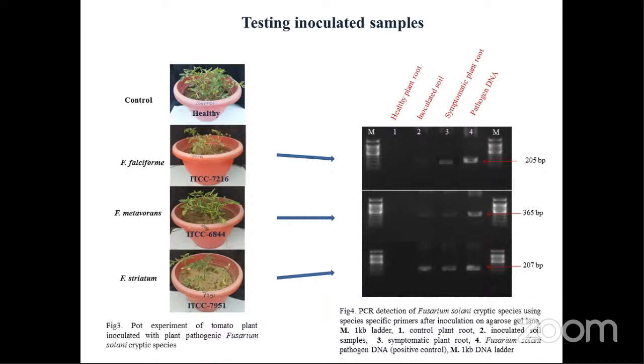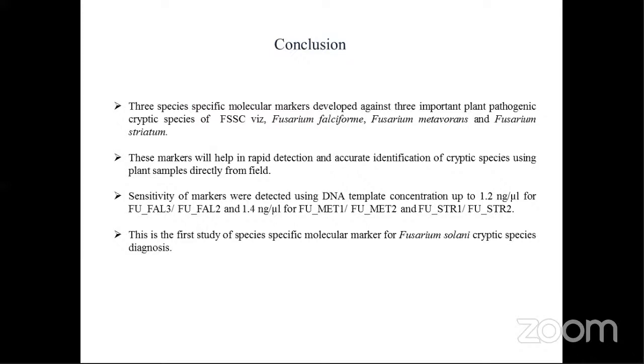Now the conclusion is three specific molecular markers are developed against these three cryptic species, and these markers will help in rapid detection and accurate identification of cryptic species using plant samples directly from the fields. And they are highly sensitive, which detect up to DNA concentration 1.2 to 1.4 nanogram per microliter. And this is the first study of a species-specific molecular marker for Fusarium solani cryptic species diagnosis. Thank you.